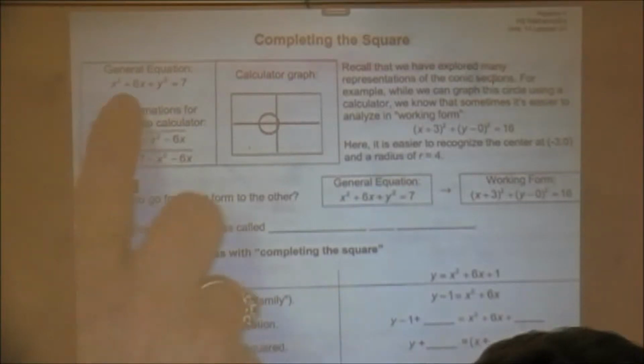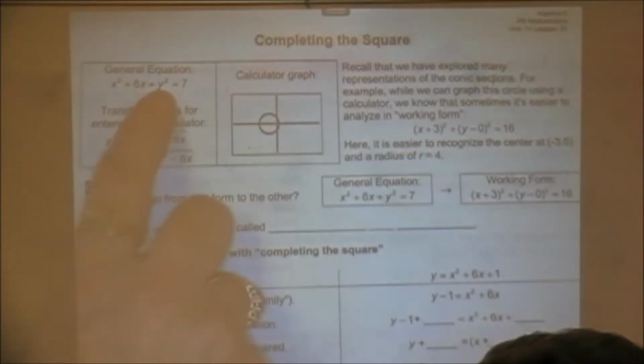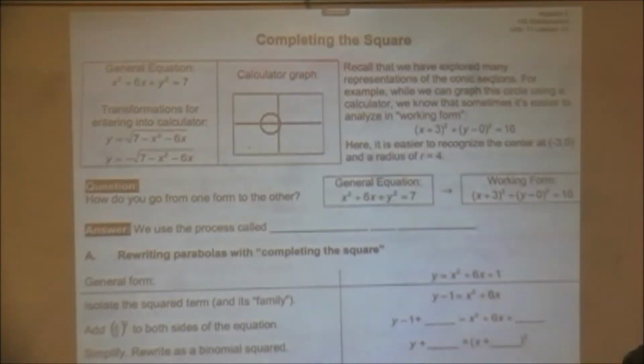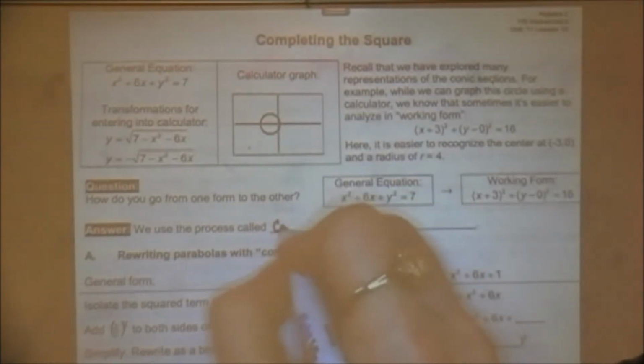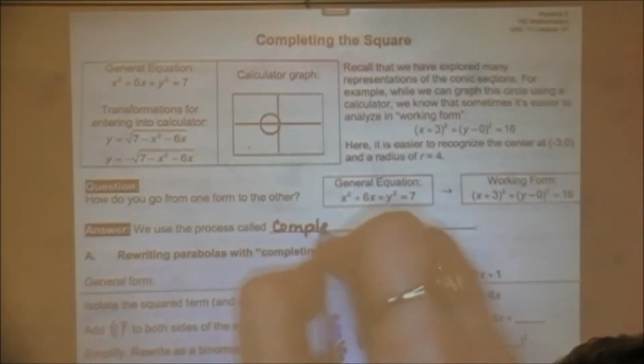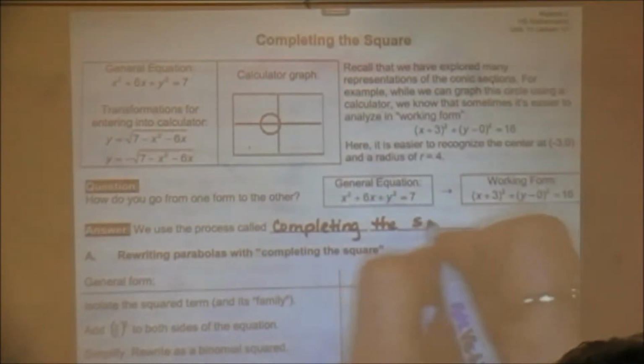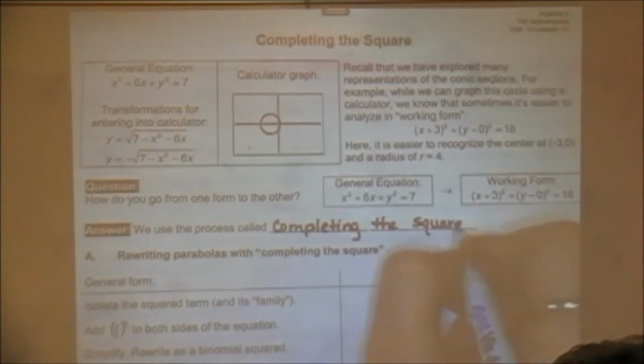So if we can get it into working form, we can tell the center point and the radius. While general form is the form that's going to show up a lot, working form is more useful to us. So we need to be able to transform it from general form into working form. We do this using the process called completing the square.